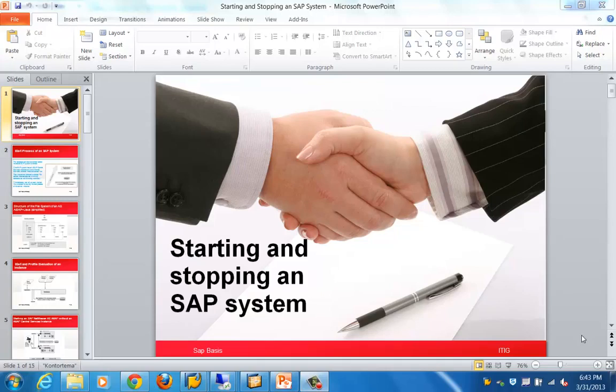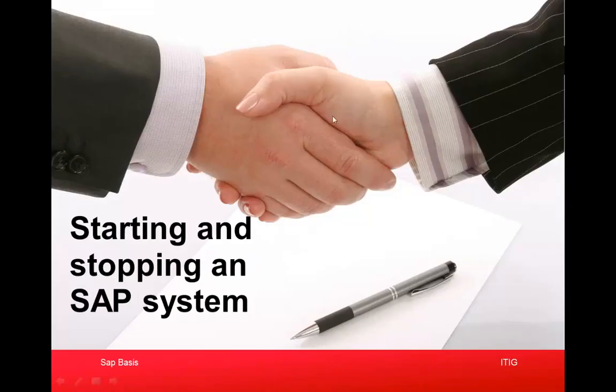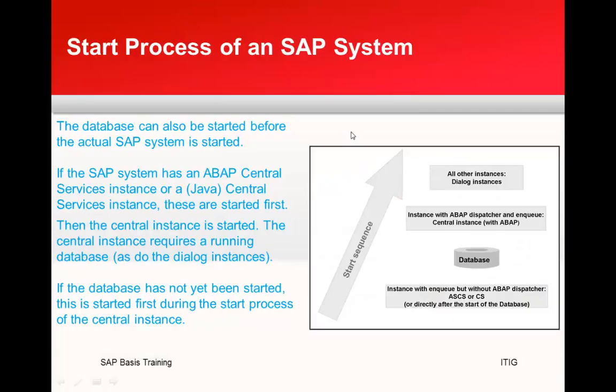Hi, good morning everyone. Let's get started with the next topic for this training session, which is on starting and stopping an SAP system. In this topic we'll cover how to stop and start an SAP system, and we'll cover different SAP systems, that is ABAP based system, Java based system, ABAP and Java system, and different versions as well, that is the versions before 7.0 and versions after 7.1.